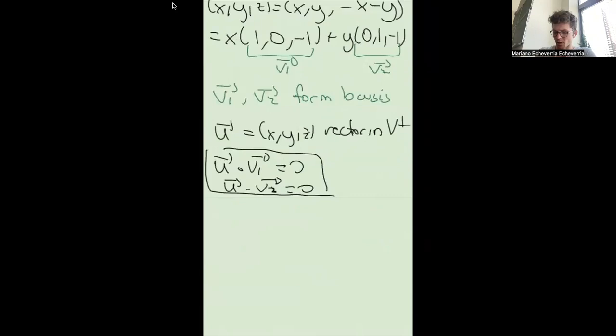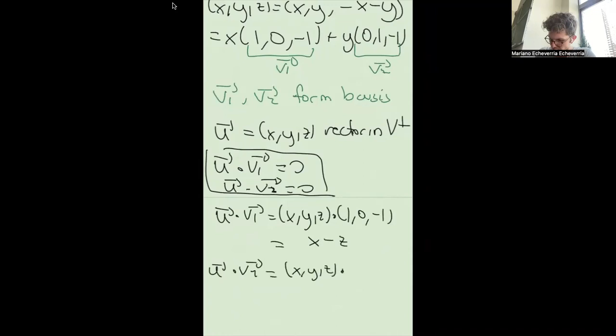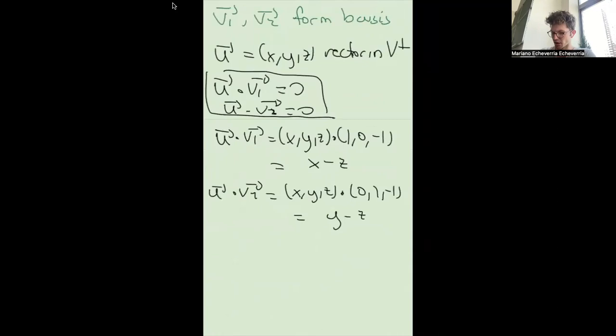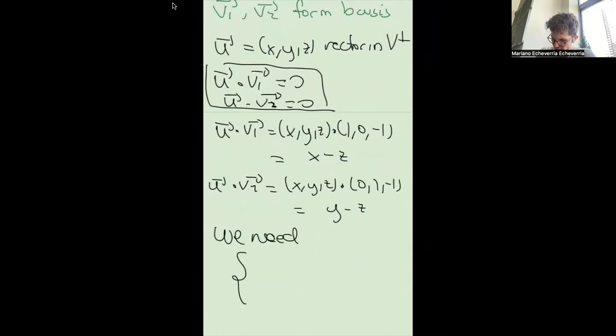But what is U dot V1? U dot V1 is X, Y, Z dot 1, 0, -1. And that gives you X minus Z. And what is U dot V2? That's X, Y, Z dot 0, 1, -1. And that's Y minus Z. So what we need is X minus Z to be zero and Y minus Z to be zero. Is that making sense? Is that okay? Questions up to this point?